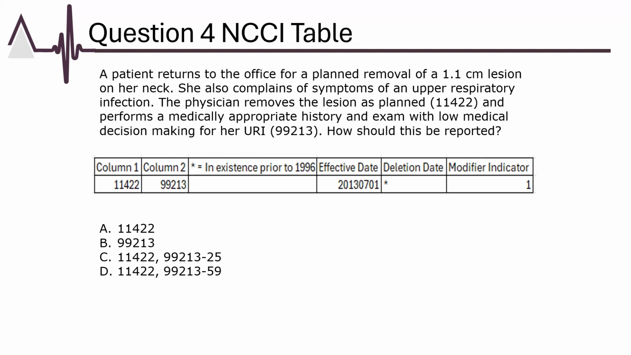In this situation, I would use the process of elimination first and eliminate D as an answer. The 59 modifier is never used on an E&M service. In the NCCI table, the column 2 code is included in the column 1 code. A modifier indicator of 1 allows the use of a modifier when the documentation supports it. This case identifies an office visit was performed separately from the surgical procedure. It is a minor procedure, making modifier 25 appropriate.